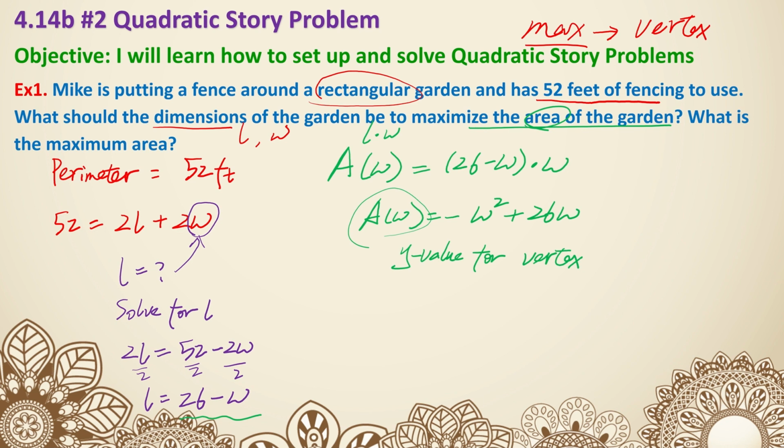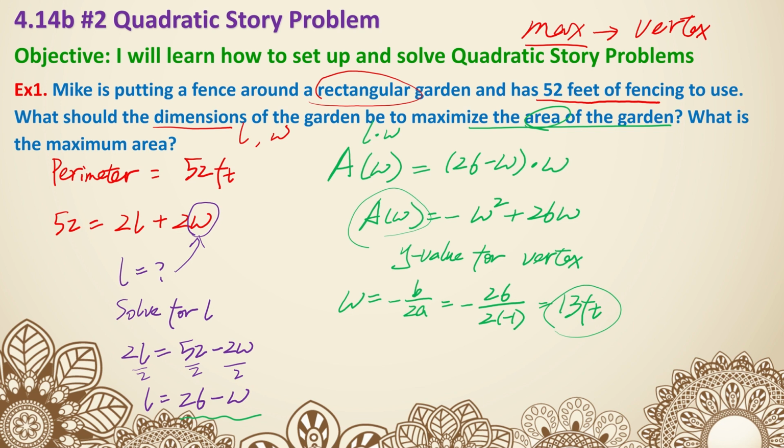So let's start with finding the x value for the vertex. The width to be maximized is going to be negative b over 2a, which in this case is negative, my b is 26, over 2 times my a, which is negative 1. It's negative 26 over negative 2, which is 13. So that means in order to maximize my area, I need my width to be 13 feet.